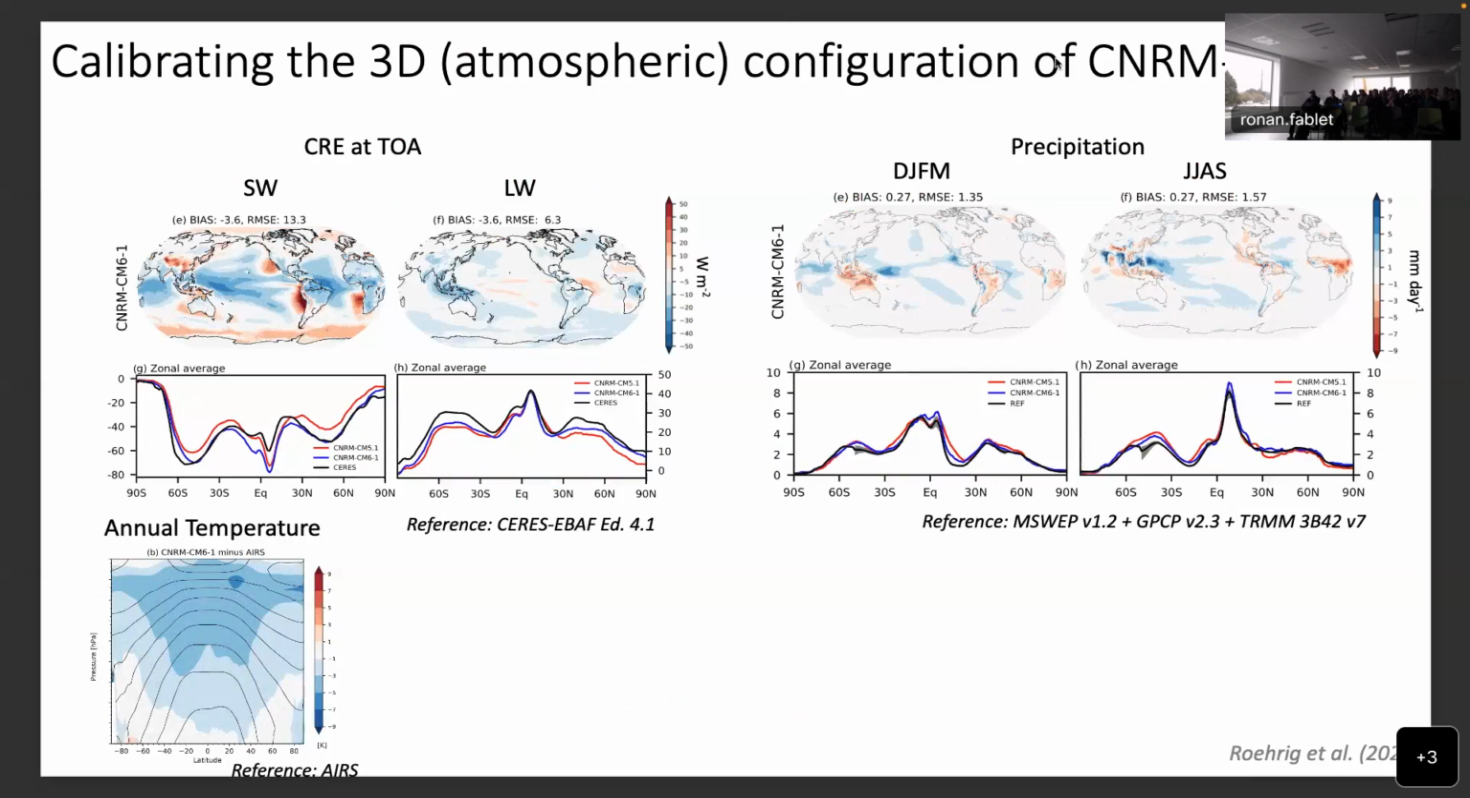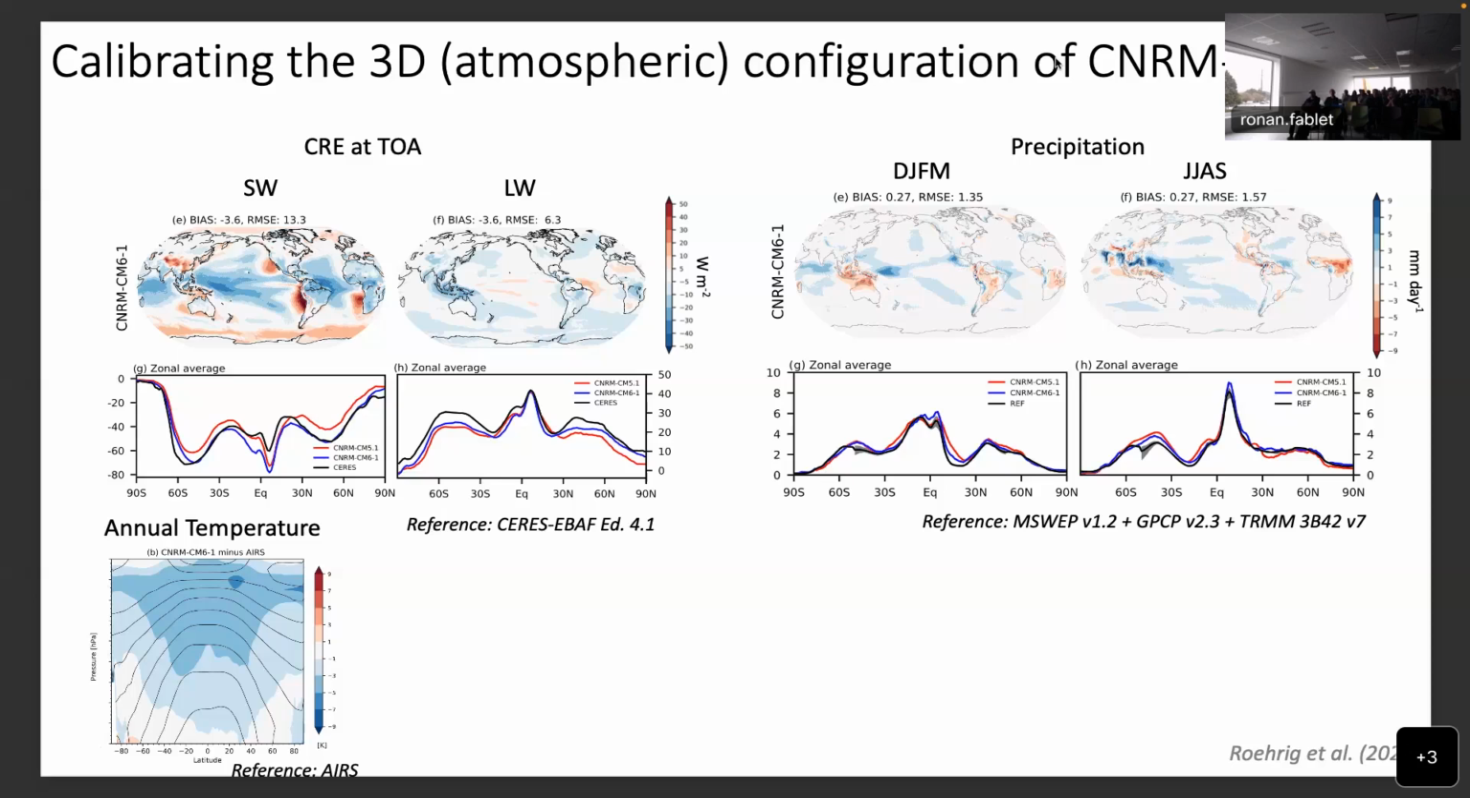So here you have the cloud radiative effect at the top of the atmosphere for the shortwave and for the longwave as a map, and here as an average over all longitudes. Here you have precipitation biases for winter and for summer, and here it's also averaged over the latitude. Just here you have the zonal average of the annual temperature as a vertical profile. So we see we have quite a large cold temperature bias in the free and upper troposphere.